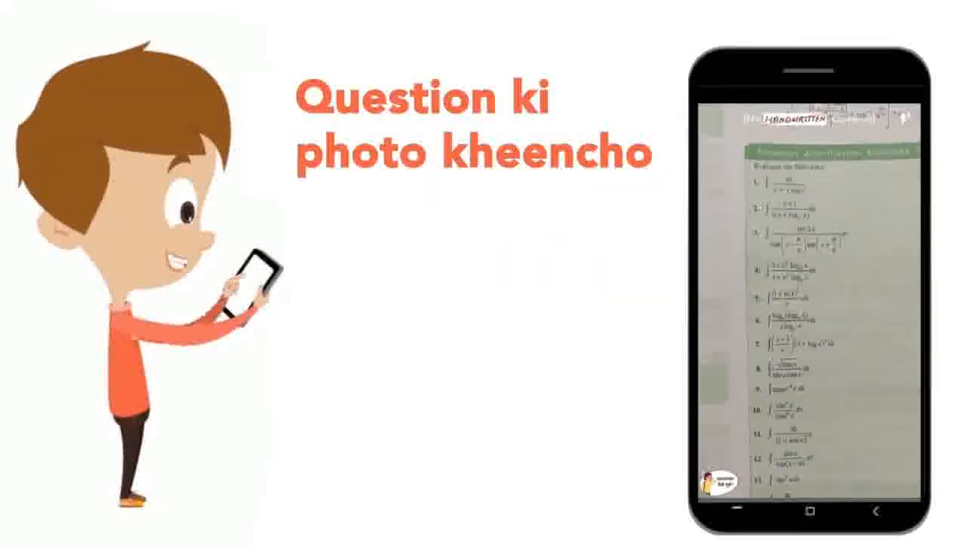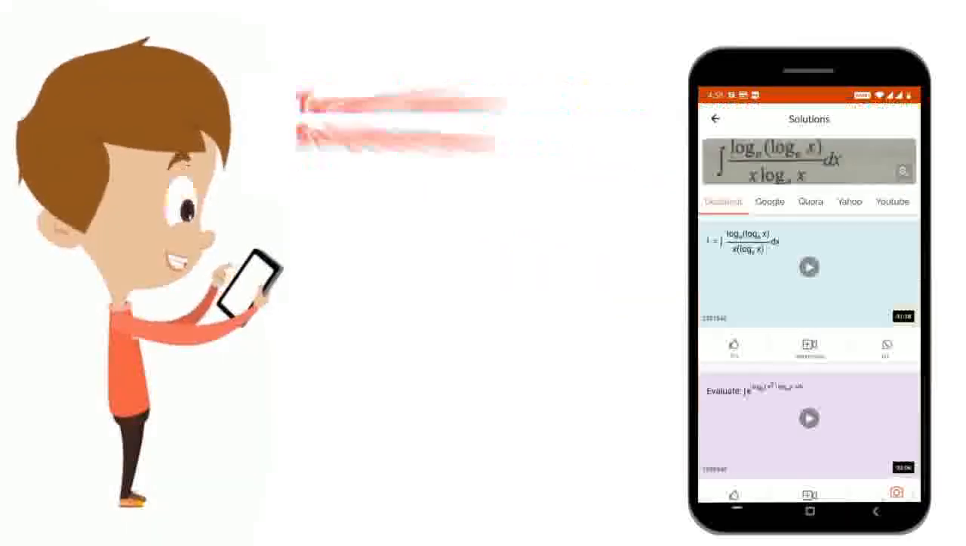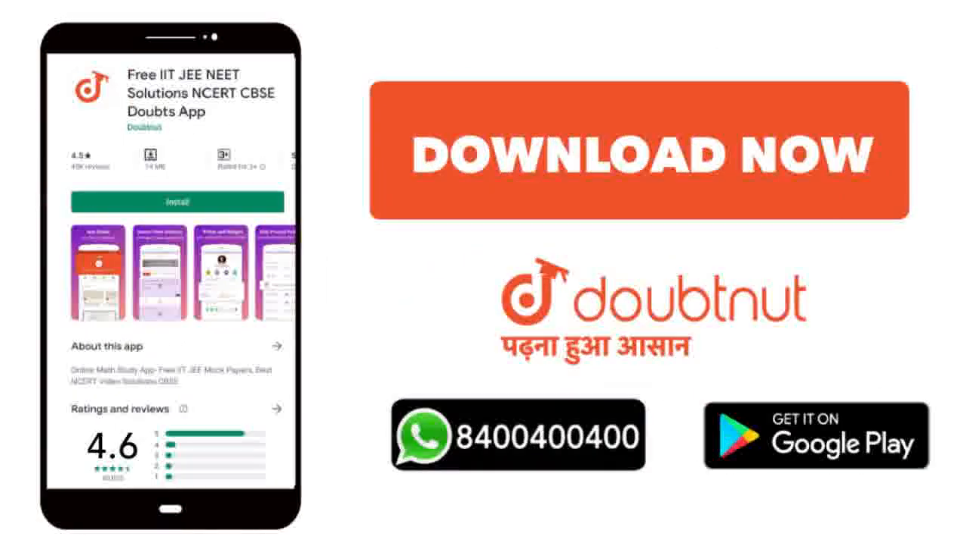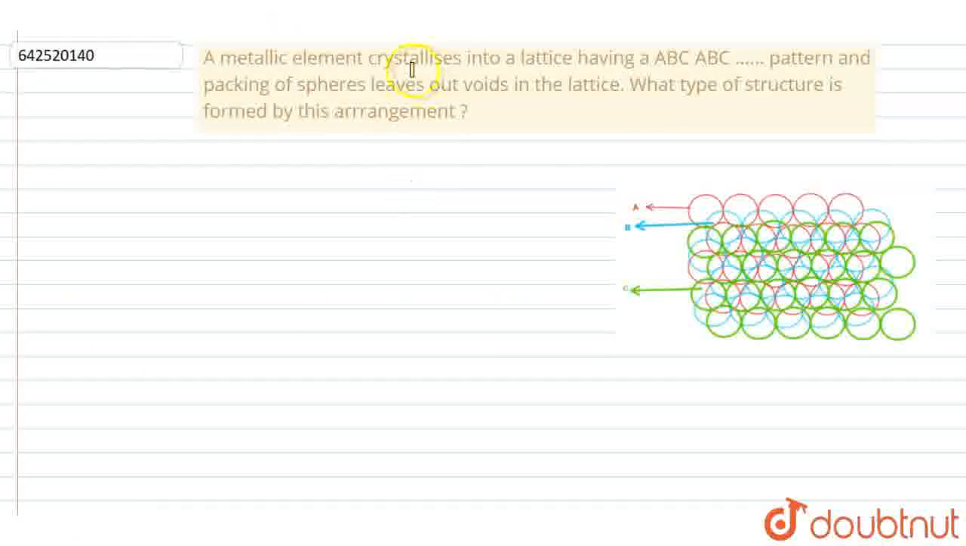A metallic element crystallizes into a lattice having an ABC pattern, and packing of spheres leaves out voids in the lattice. What type of structure is formed by this arrangement?